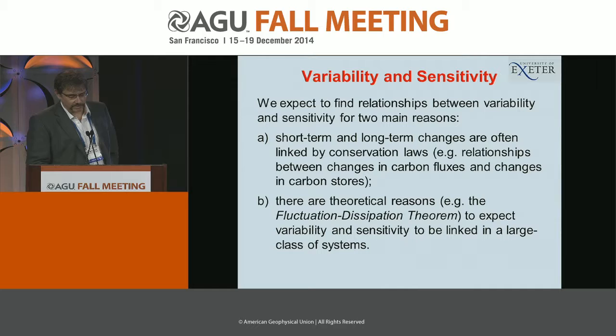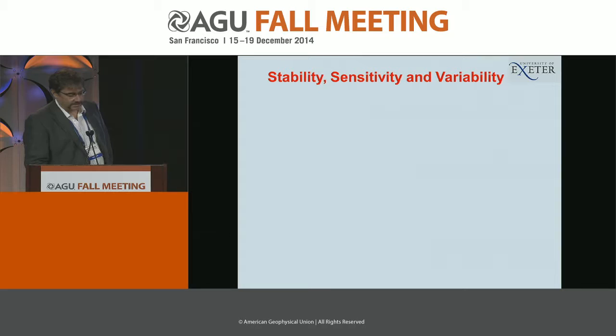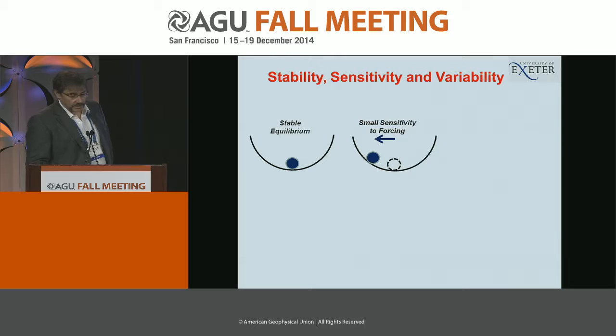An even simpler way to think about this is to think about a simple conceptual model of stability in an equilibrium, and we might imagine an equilibrium that's represented by the ball at the bottom of a well. If it's a stable equilibrium, the sides of the well will be quite steep, and there will be a small sensitivity to forcing. This is the basis of the sensitivity we're interested in, and there will be equally short and fast oscillations. So basically a small autocorrelation and a smaller overall variance in the variability.